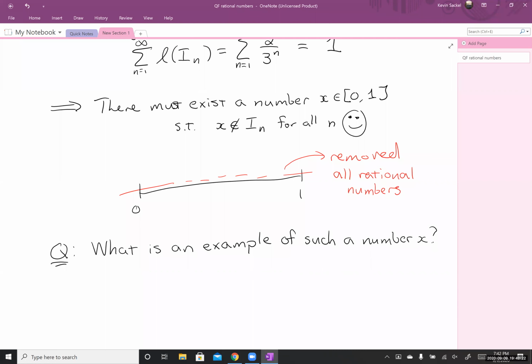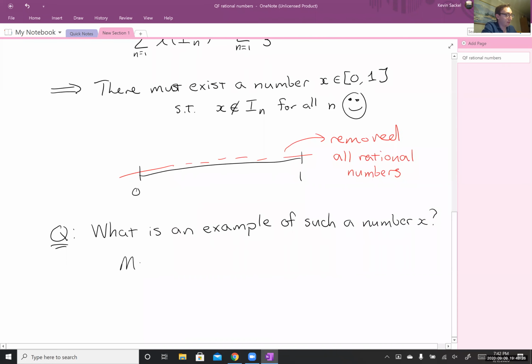Maybe an irrational number? Yeah, so at the very least, it must be irrational. Ooh, I see. Okay, that's a particularly good guess, Matthew. So it must be irrational. And there's a suggestion of, I'm going to write it this way, 1 over the square root of 2. And I claim that this is an example of such a number.